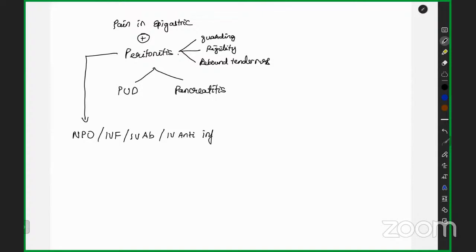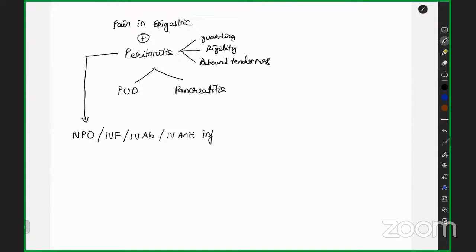So you're going to start this patient with a sepsis protocol. Why? Because there is a peritonitis, there is a chance of infection. So you're going to put the patient in sepsis protocol. You're going to start with the Ryle's tube feeding. You're going to go with IV fluids. You're going to go for IV antibiotics. You can go for IV anti-inflammatory.